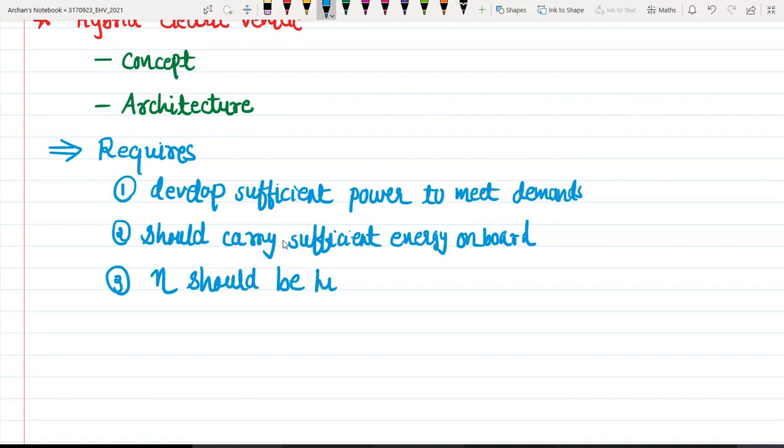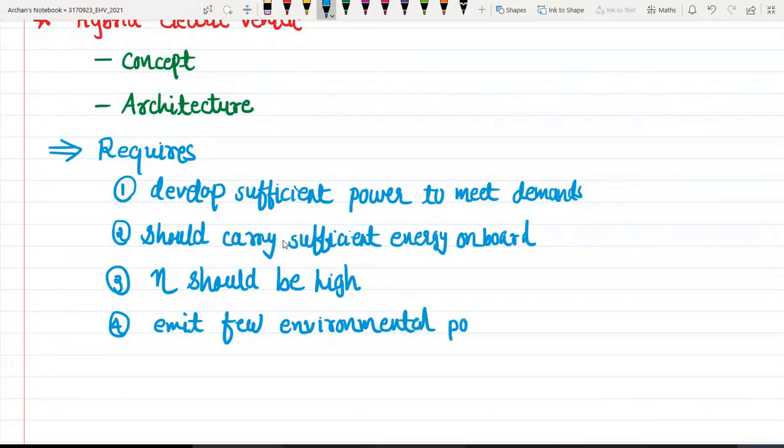efficiency should be very high, right? And the fourth requirement is it should emit few or no environmental pollutants. So these are the basic requirements of any vehicle powertrain, whether we talk about the IC engine vehicle, hybrid electric vehicle, or electric vehicle.